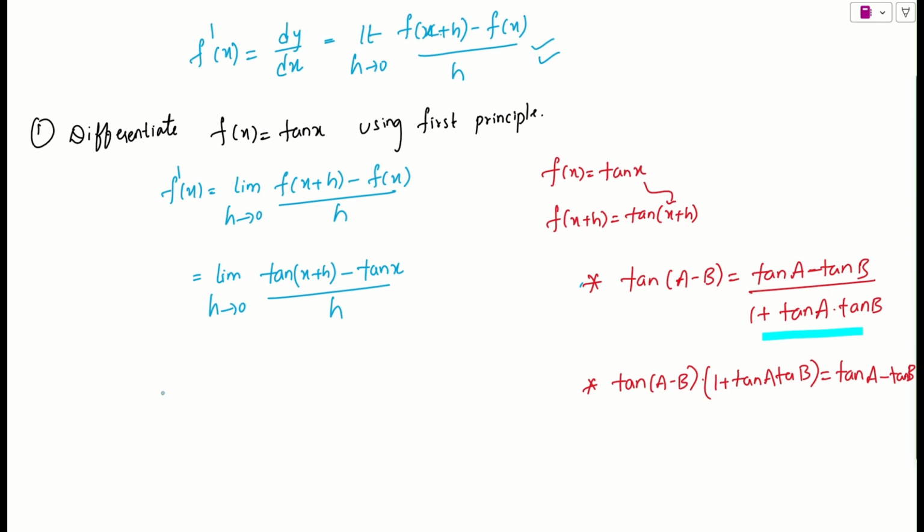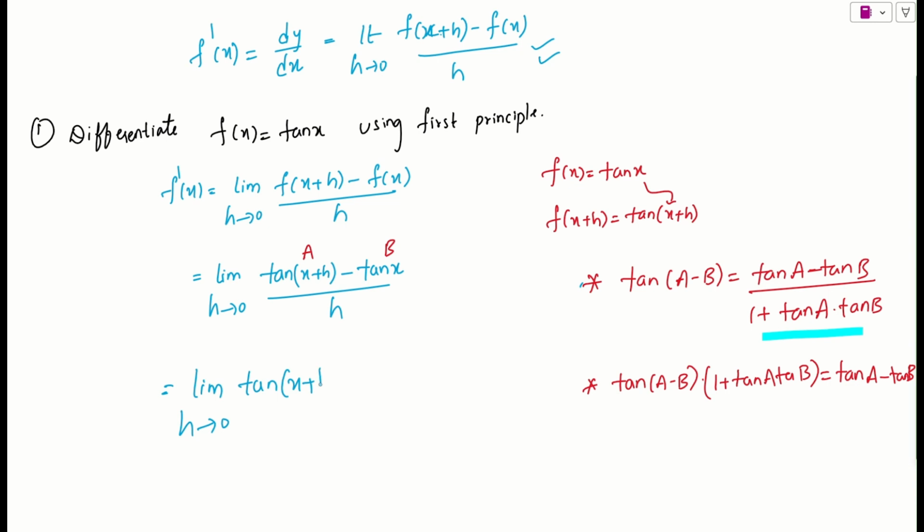Is it okay? So what I will do here, I will apply the formula. Limit h tends to 0. This is in the form of tan a minus tan b, where this is a, let us assume this is b. Agree? So tan a minus tan b, what is the formula here? This is nothing but simply tan of (a minus b).